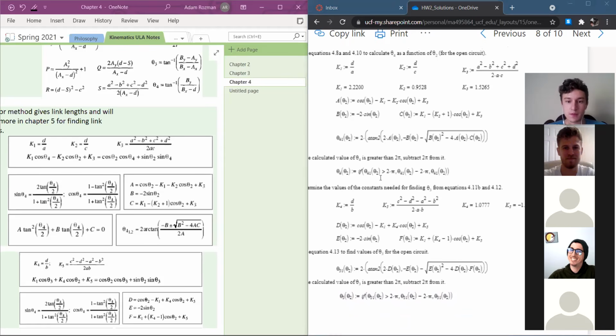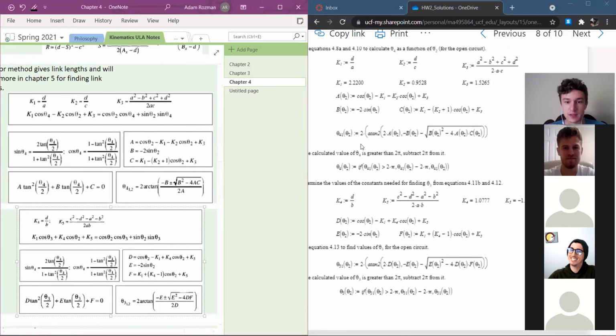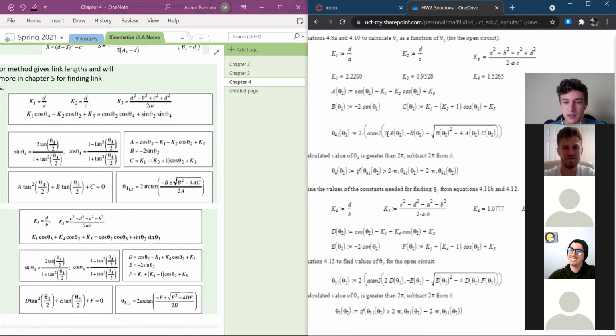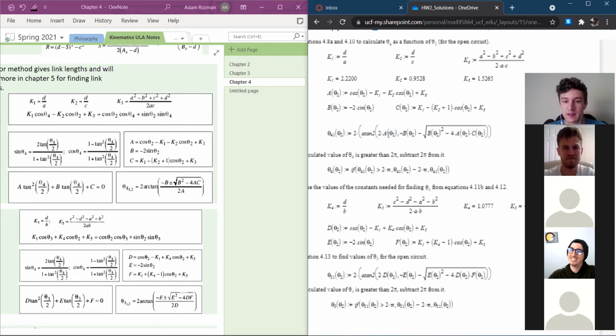Okay, so once we found a, b, and c, then again, we're just plugging it into the equation. It's a little weird here because they'll write like a of theta 2. They don't actually mean a times theta 2. They just mean a at angle theta 2. Same thing for the b of theta 2. You're not actually just multiplying everything by theta 2.